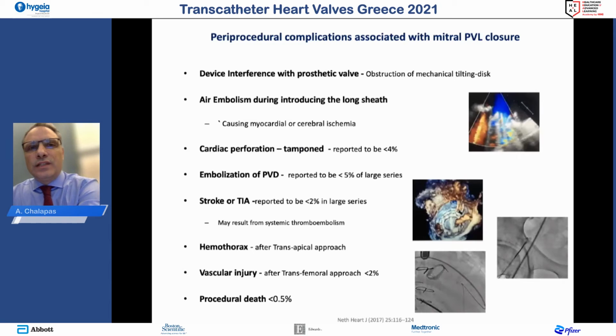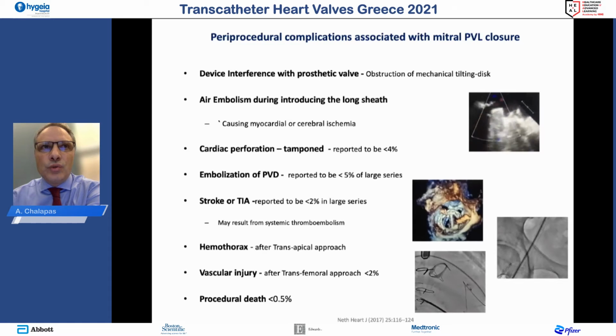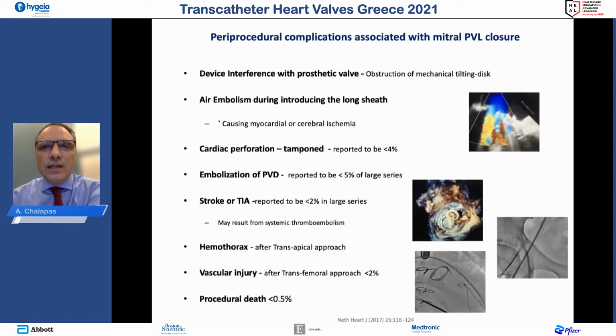What is important are also the several peri-procedural complications. According to the literature, they are not so often seen, less than 5%. We just have to point out the device interference with the prosthetic valve. This can happen during the implantation, but sometimes we can see this interference after the release of the device, which can change its orientation and then obstruct the mechanical valve. That can cause a hemodynamic compromise, so we have to be ready to remove the implanted device with the use of a snare.